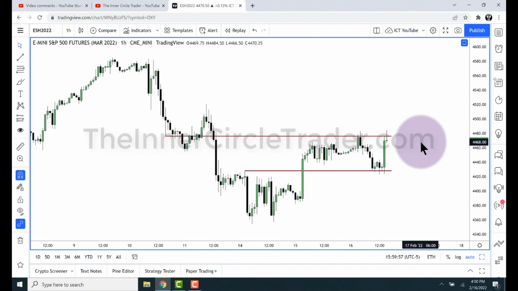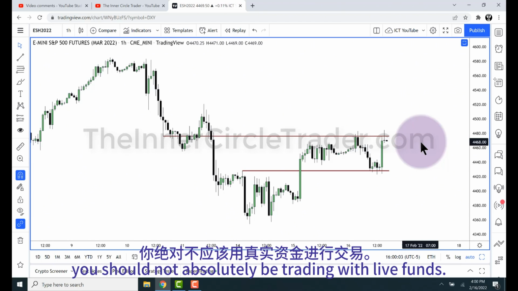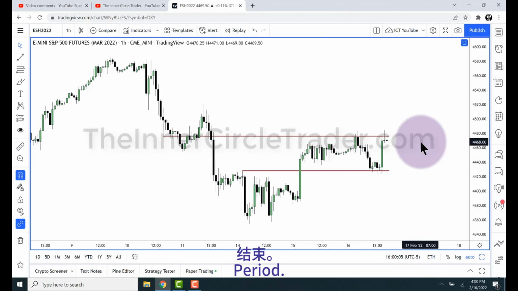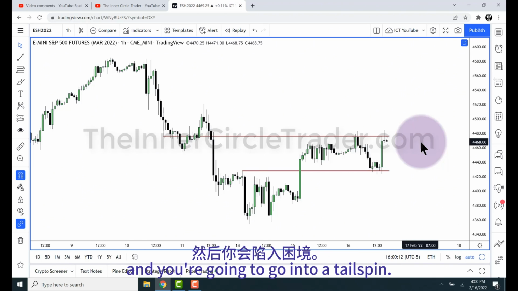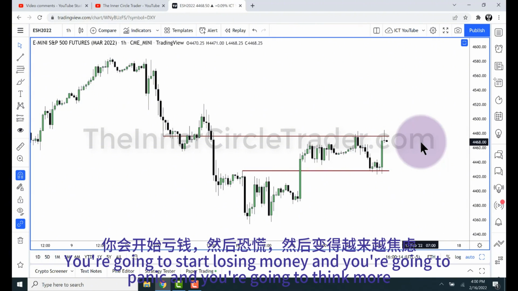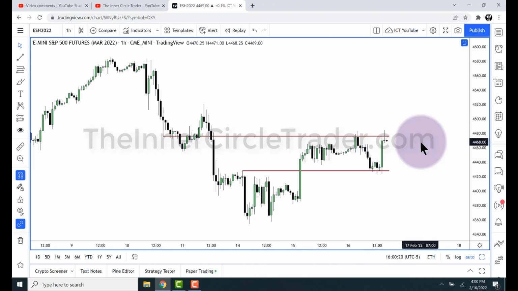So unless you have a well-written model that's written out and you have it in front of you, you should absolutely not be trading with live funds, period. It should not be done at all, because you're going to be doing things outside of those parameters, and you're going to go into a tailspin. You're going to start losing money, and you're going to panic, and you're going to think more trades is going to fix it, and the only thing it does is exacerbate the problem. So there you go. That's your rant for today.